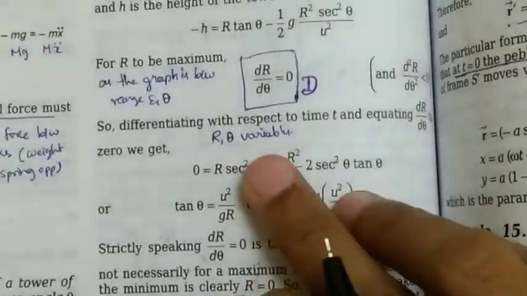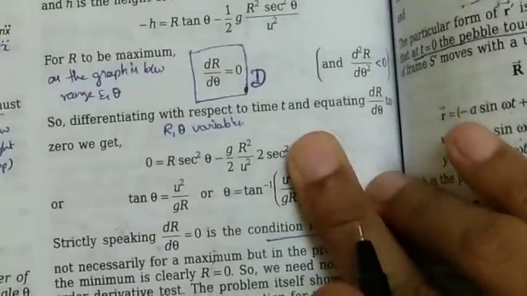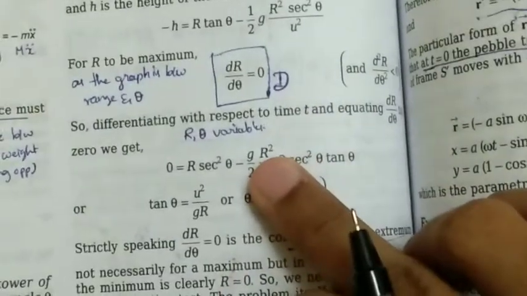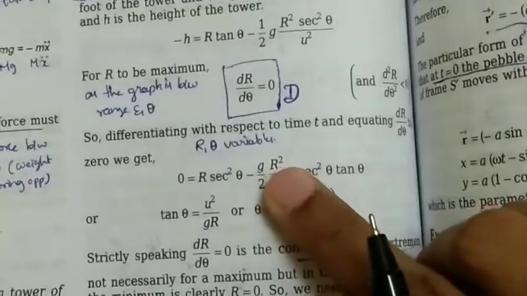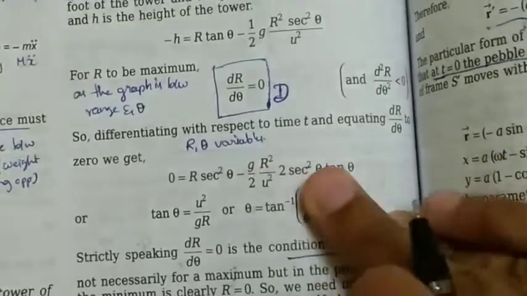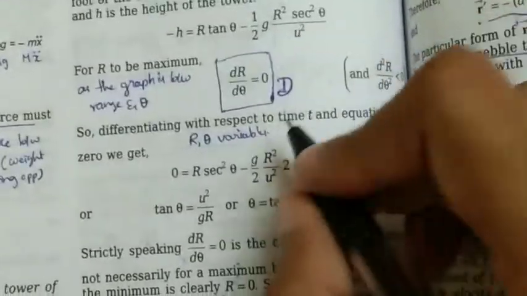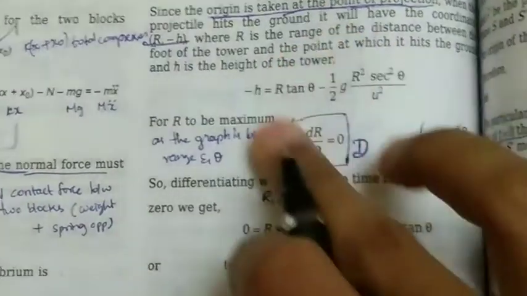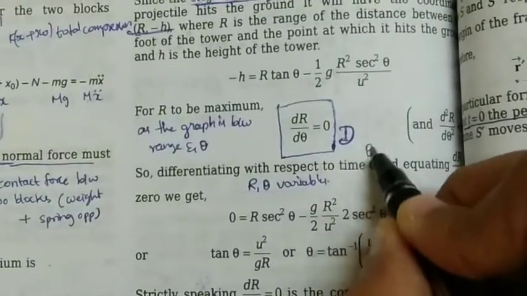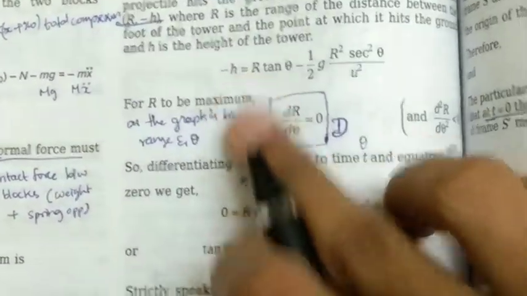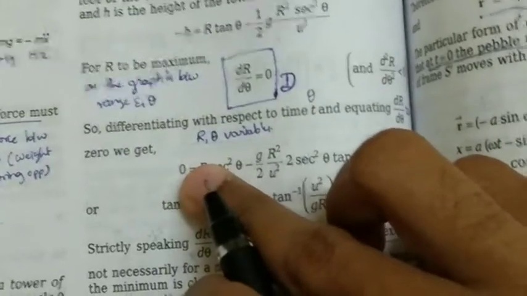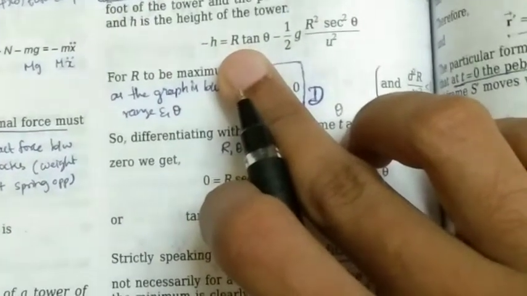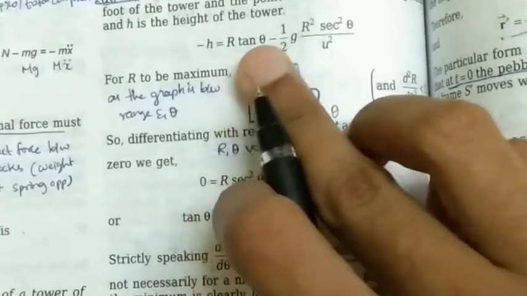Differentiating with respect to time t and equating dr by d theta to 0, we get based on this. Actually, with respect to theta we need to differentiate. So this equation, we need to differentiate with respect to theta. Minus dh by d theta is nothing but 0, because the height of the tower is a constant. So dh by d theta is 0, and r is a constant range, so we would get some value.